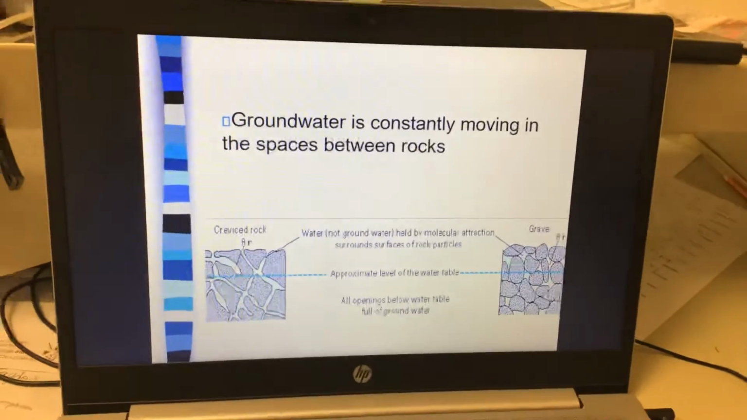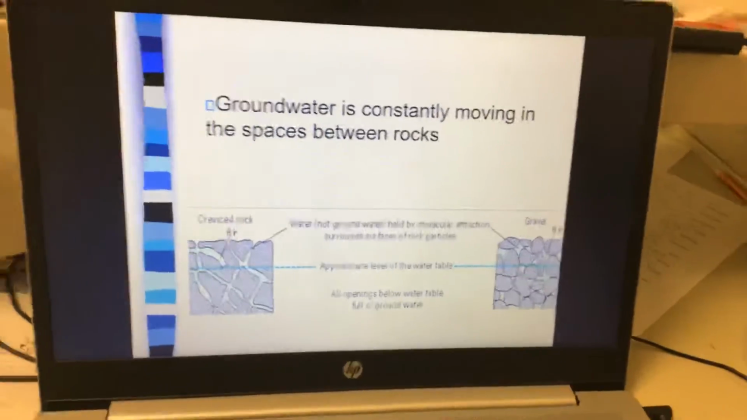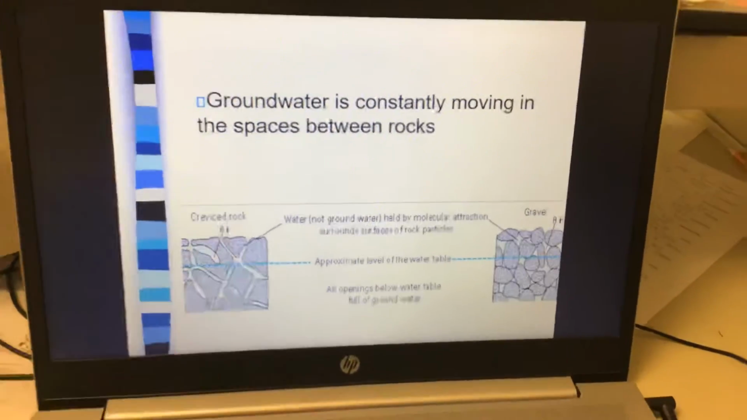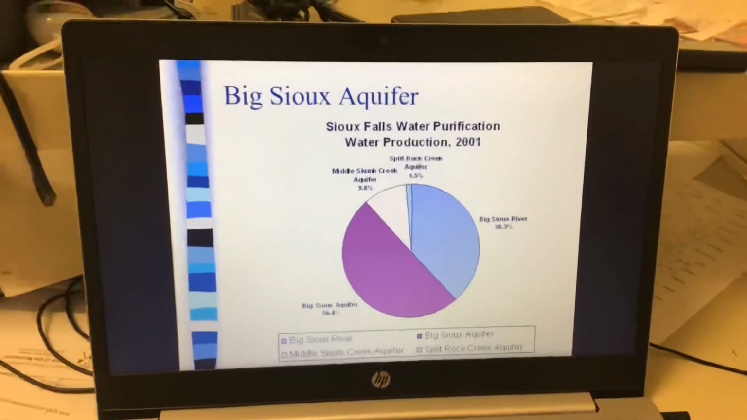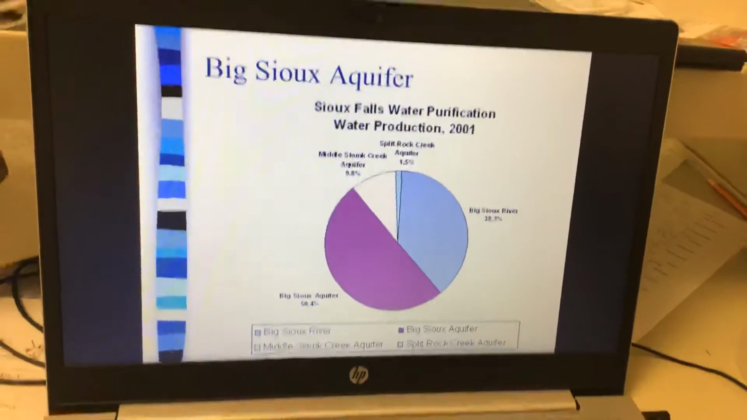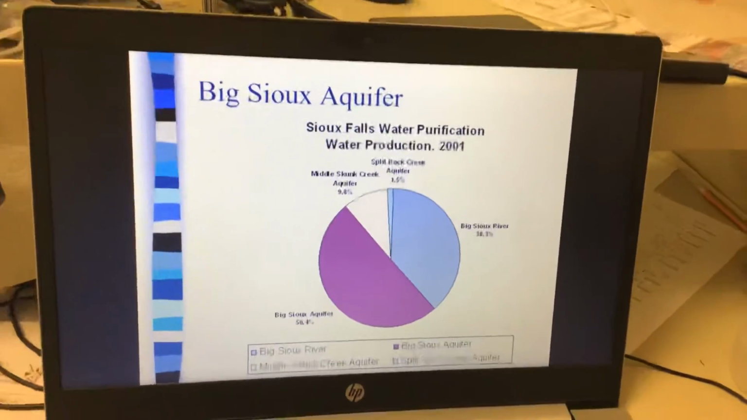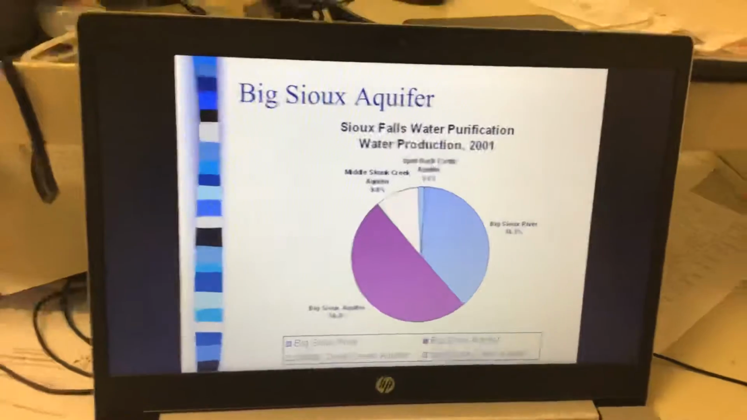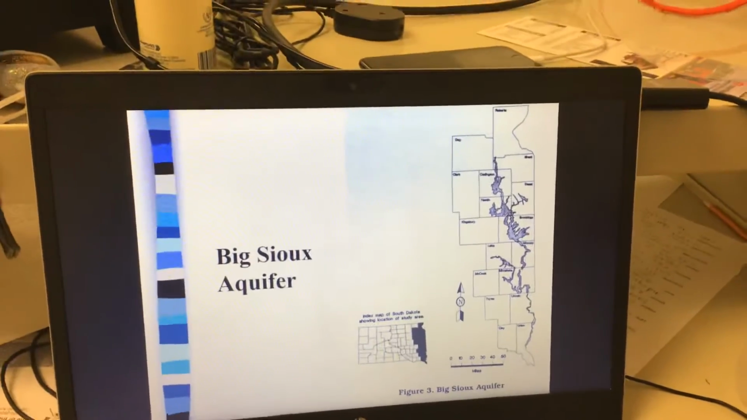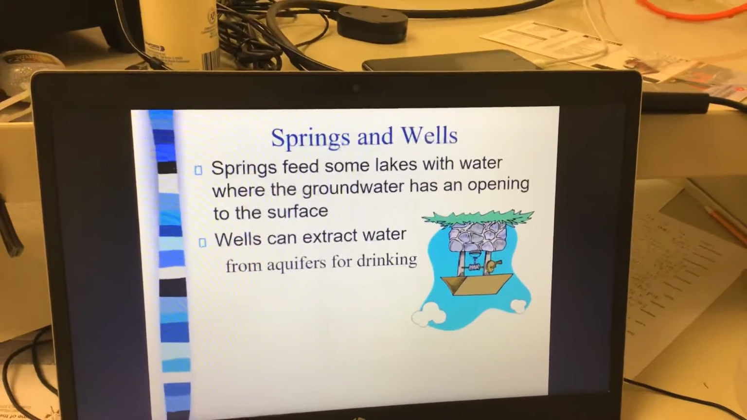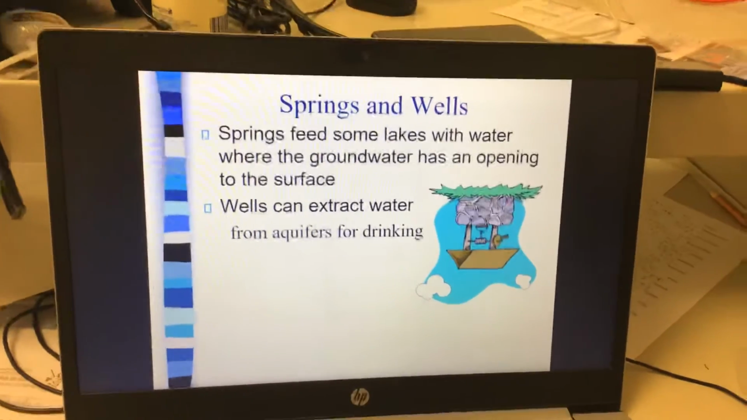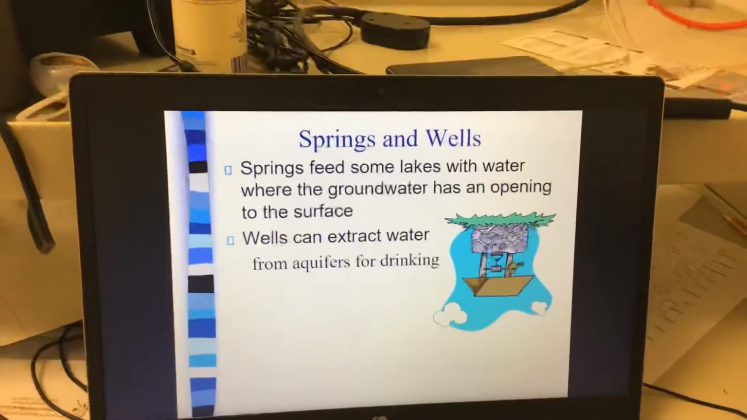You don't need to write anything, but groundwater is constantly moving in the spaces between the rocks. So if these are rocks, the little spaces there are full of water. The Big Sioux Aquifer is an aquifer that we use to suck up water. Little map there. I would write both of these bullets here. I'm not sure when my picture's upside down.